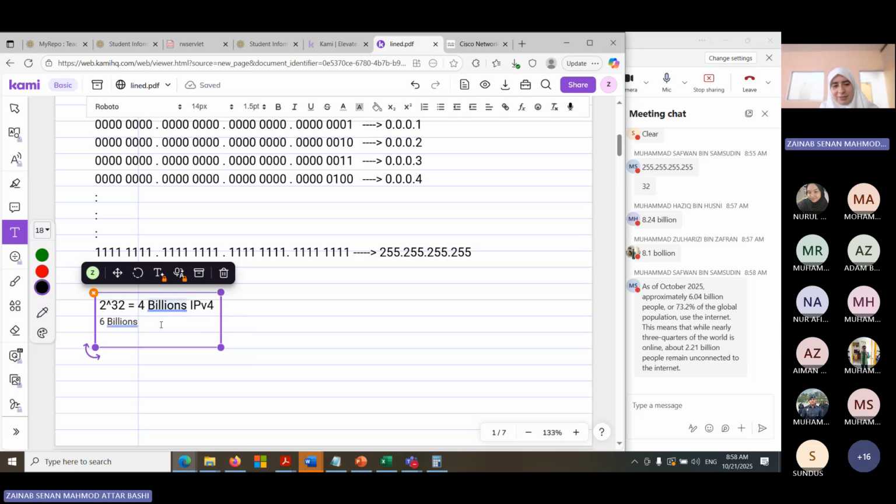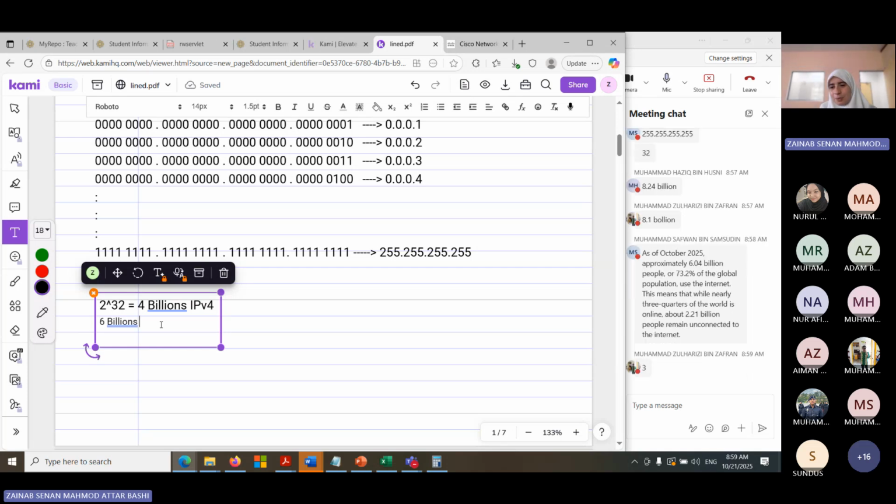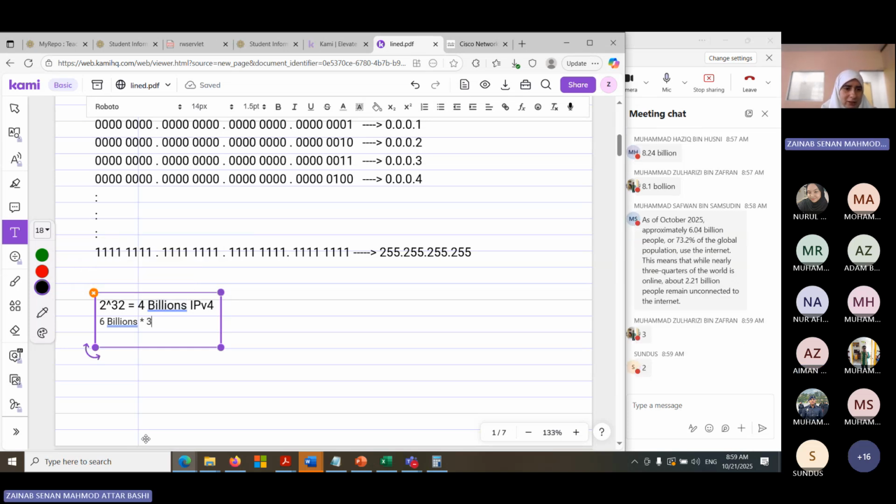Now, I am asking you, how many devices do you have connected to the internet right now? Meaning iPad, laptop, smartphone, smartwatch. How many of them are connected? 3. Anyone having 4? Some of you may have 4. So let's say 6 billion users, and let's make the average 2 devices each, because some people have only 1. That will give us 12 billion.